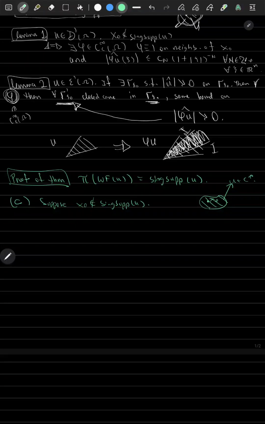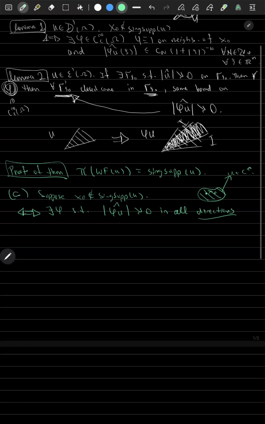Now, by lemma 1, this is the same thing as saying there exists a cutoff function phi around x0 such that the Fourier transform of the localized version of u decays rapidly in every direction, in all directions. Okay, and this essentially proves it, because we wanted to show that x0 is not in the projection of the wavefront set of u.